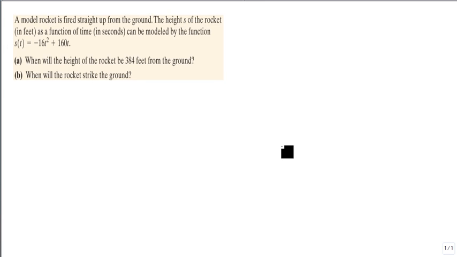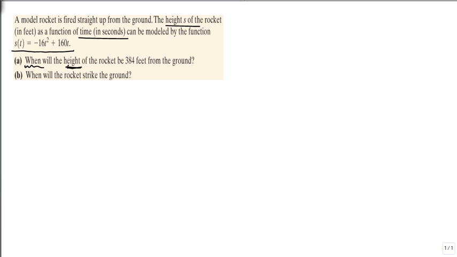Let's shrink this so we have plenty of room to look at. So a model rocket is fired straight up into the air. The height s of the rocket in feet as a function of time in seconds can be modeled by the function s of t equals minus 16t squared plus 160t. So notice that we're really nice and we give you the function, but then we're going to ask two questions about it. The first is, when will the height of the rocket be 384 feet from the ground? And so we're given the height, and we're being asked for the time. Remember, time is an input and height is an output.